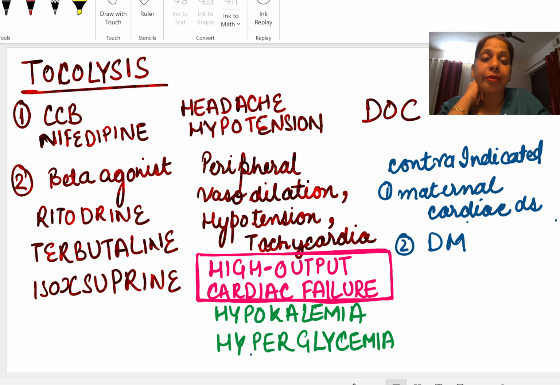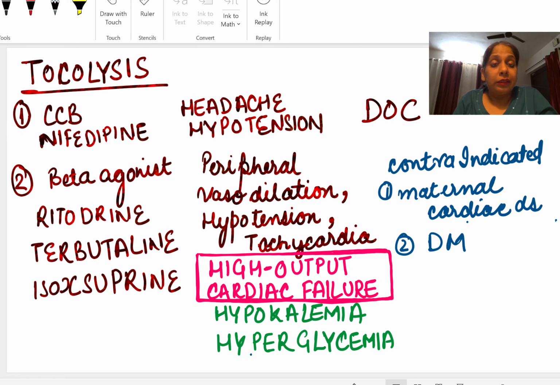The names of the drugs are ritodrine, terbutaline, and isoxsuprine. You have to learn all these names. Questions are asked, and as they are beta agonists, they will cause peripheral vasodilation, tachycardia, and hypotension. They cause peripheral vasodilation. As a result, hypotension and tachycardia occur, and soon in susceptible patients they go into high output cardiac failure.